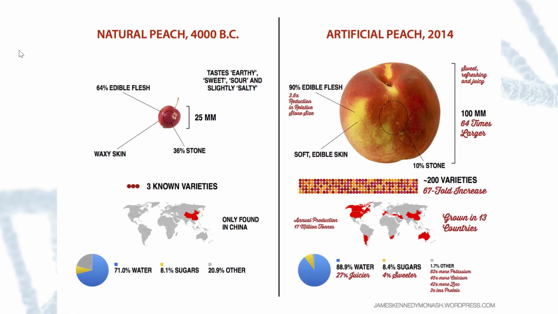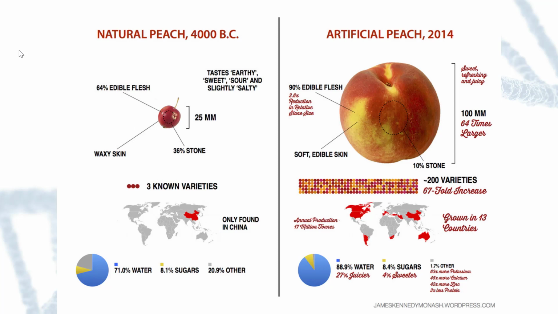Right, so here's an example. Here's that peach again, right? So if you look at the ancient or the natural peach that would have been around in 4000 BC and compare it to our peach now, you see there are huge differences, right? One of which is that the artificial peach is much bigger. It's about 64 times larger than the ancient variety, right? A larger percentage of it is edible flesh. The skin is different, it's softer. It contains more water, it contains a little bit more sugar, and there are way more varieties, right?